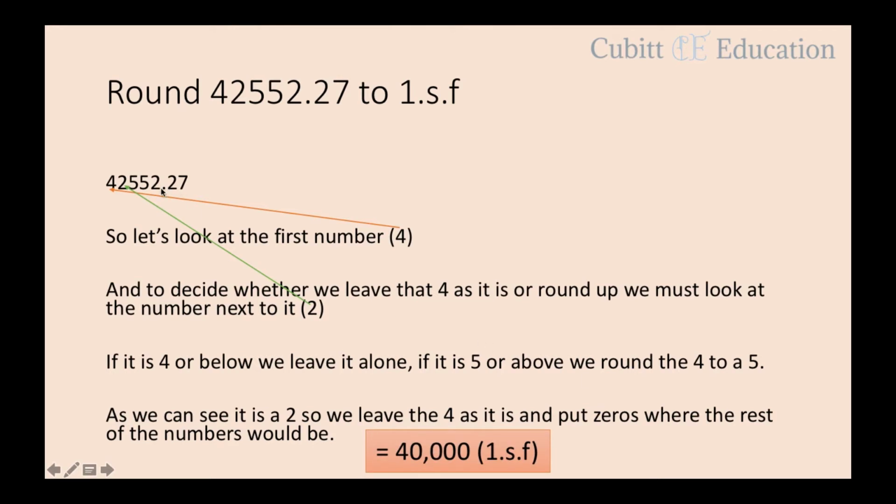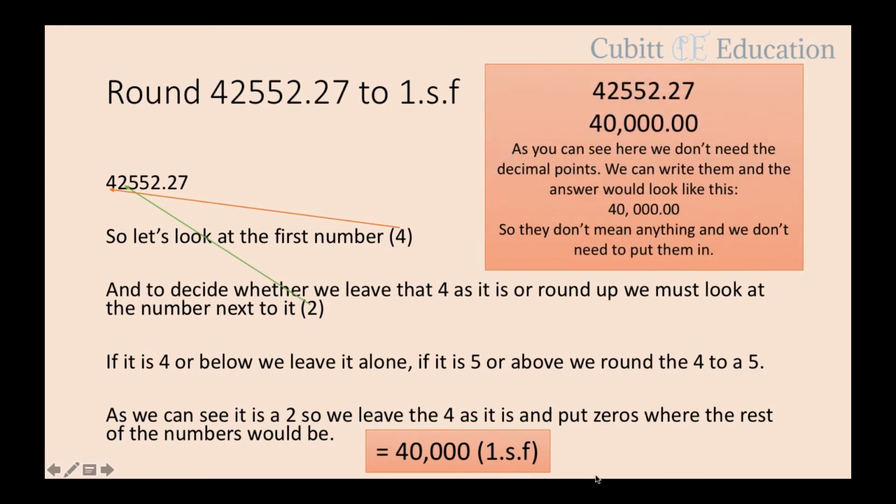Now, we do have a decimal point here, but it doesn't matter, we've cancelled it out. It's like saying I've got £42,552 and 27 pence. Well, I've decided to round down to 40,000 because my number next to the 4 was a 2. So if I've rounded down, everything else has disappeared, including the decimal points. Now, as you can see here, we don't need the decimal points. We can write them down and the answer would look like this. 40,000.00. So they don't actually mean anything and we just don't need to put them. It's unnecessary.